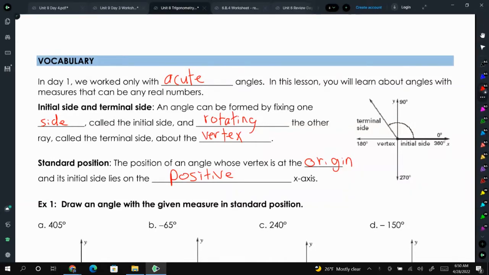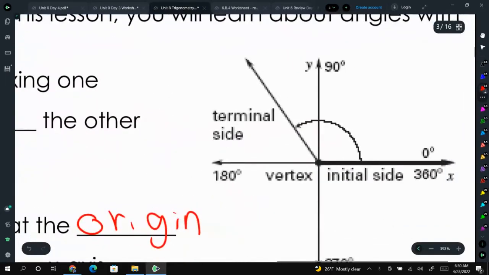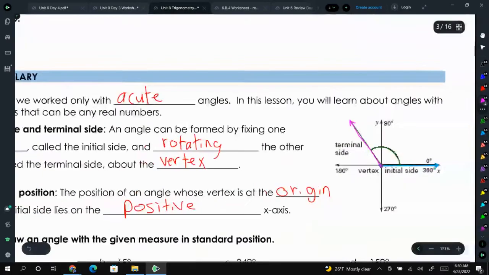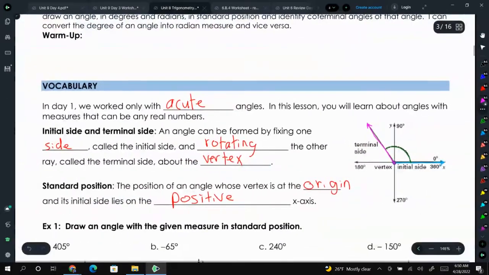And we're going to zoom in. Your initial side in standard position is always on the positive x-axis, and then we rotate along this vertex. That gets us the terminal side, or the ending point. And that's what this says right here.